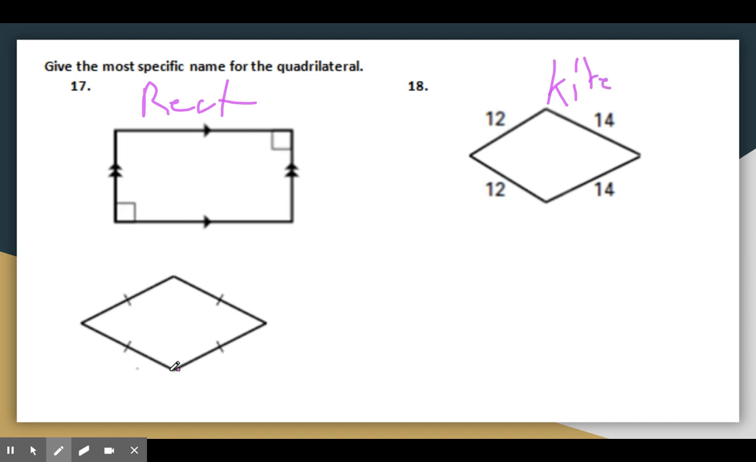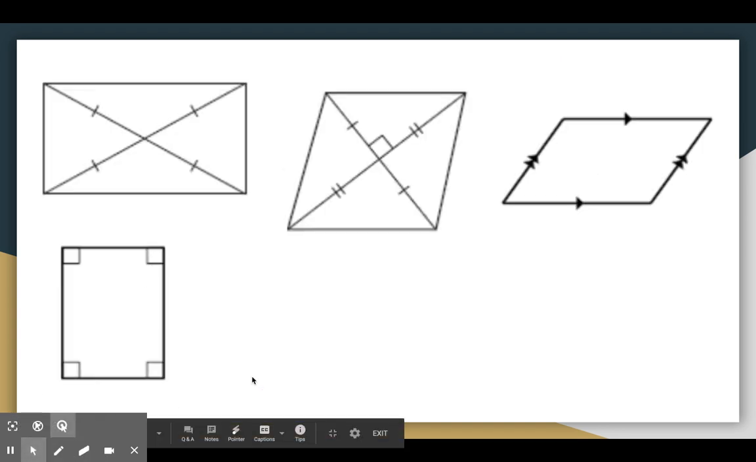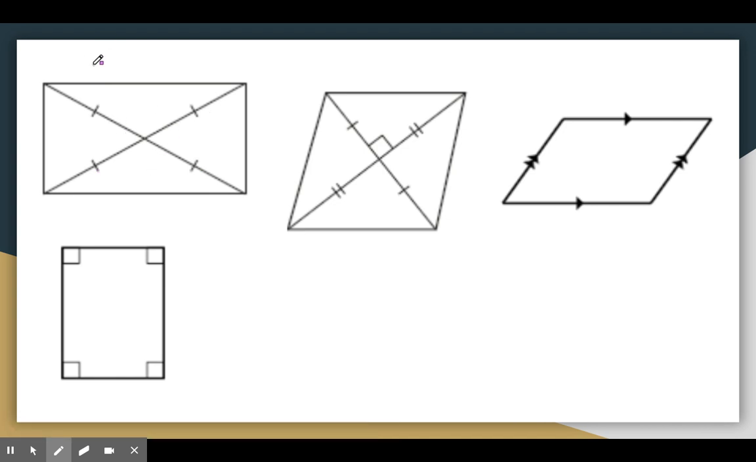Here, we know we have 4 congruent sides. We don't know anything about the angles, though. We know that one's going to be called a rhombus. Here we see that the diagonals are congruent to each other. We can't necessarily tell anything else. We know this one's going to be a rectangle.